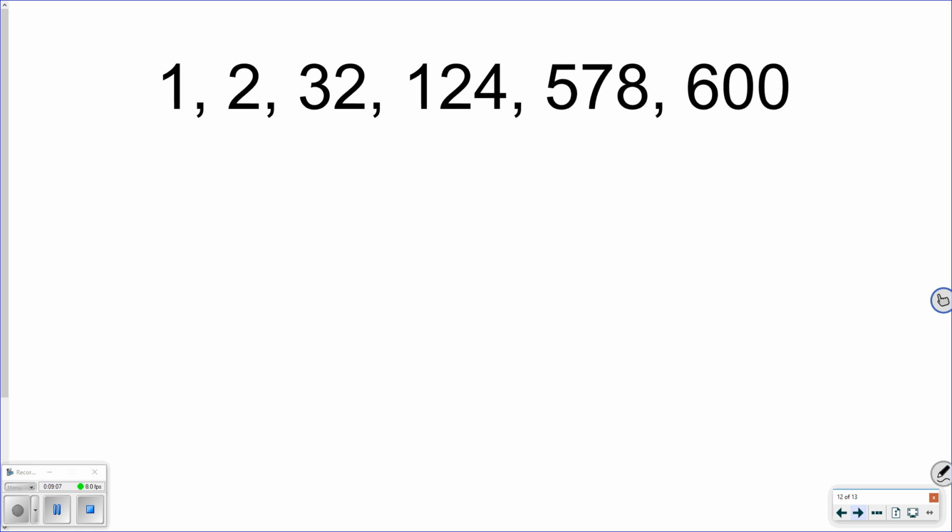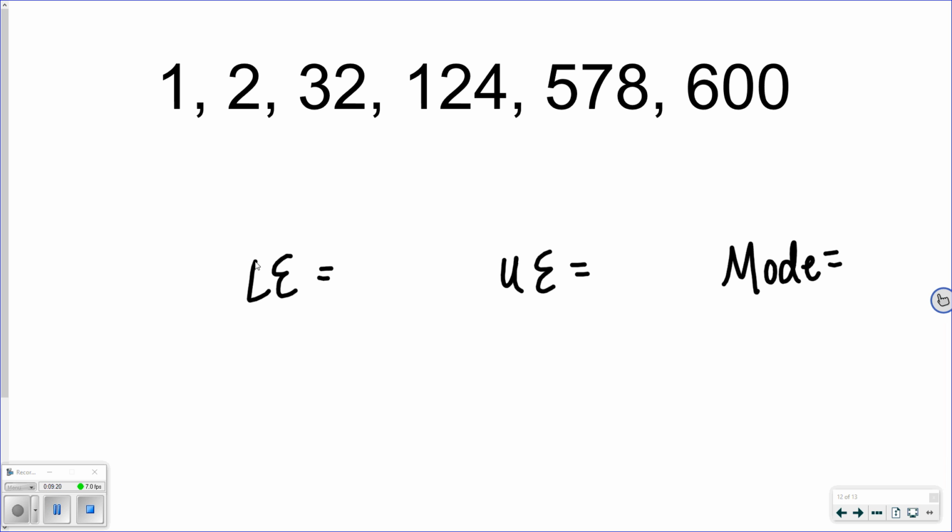How about this example? Do you have an idea? What is our lower extreme? The lower extreme is 1. The upper extreme is 600. And what would the mode be? The mode would be none, because each number occurs the same amount of times.